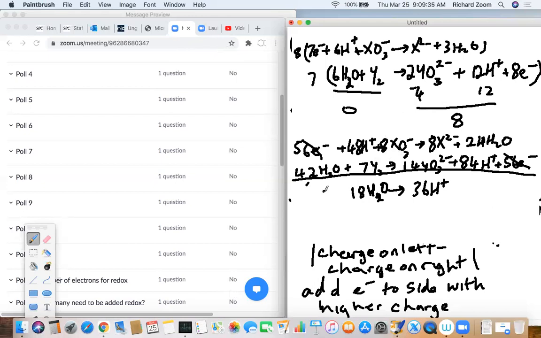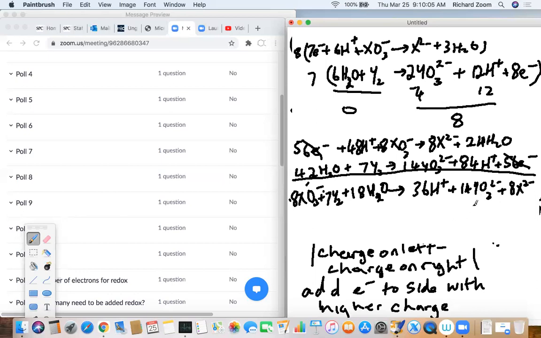Let's see. So now we can just add everything else in. We got 8 XO3 minuses on this side, plus 7 Y2s. And then we'll have 14 YO3 2 minus, and then 8 X2 minus. Okay. Now, the cool thing about this problem is you'll know if you're right or not.